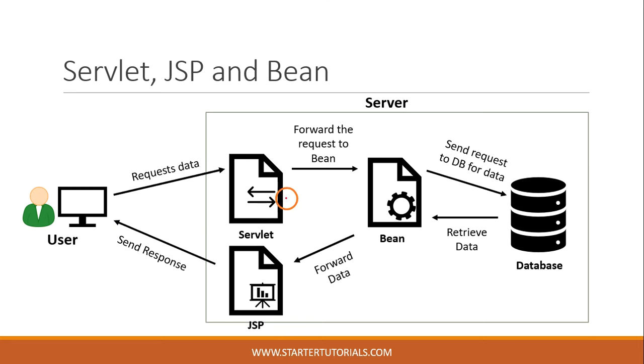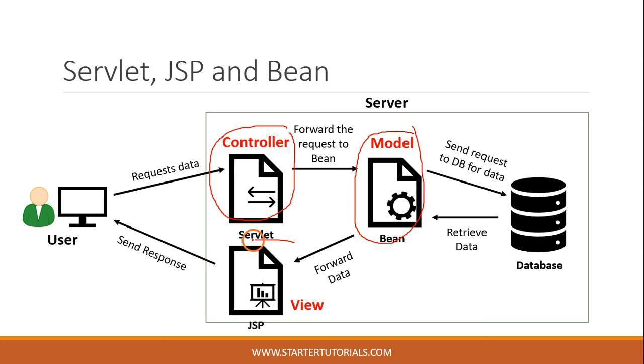Now here in this situation we have servlets, JSPs, and Java beans. So the servlet represents the controller, the bean class represents the model, and the JSP deals with the view. So here we have the model, view, controller, MVC. So this is how the MVC works in case of Java by using servlets, JSP, and Java beans.